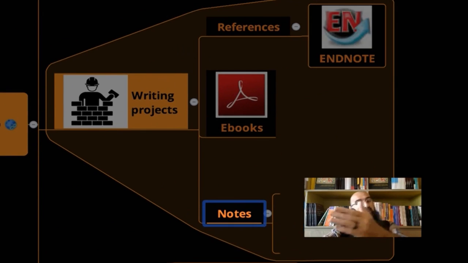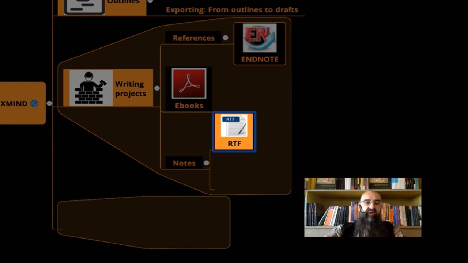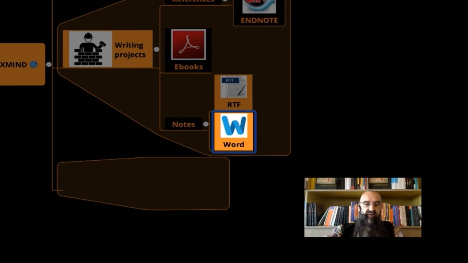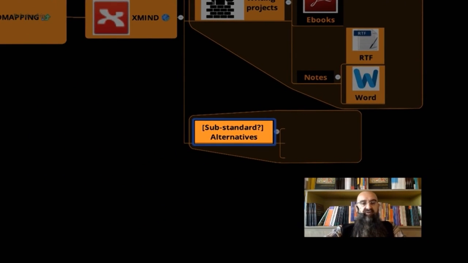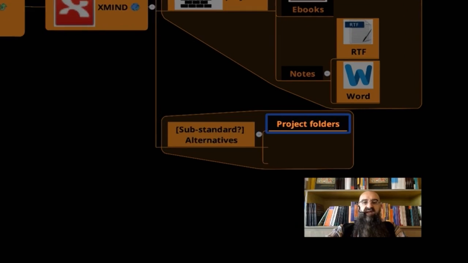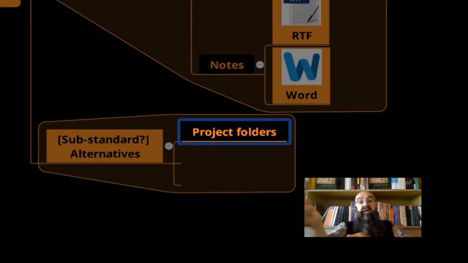We can pull EndNote references into a mind map. We can pull ebooks into a mind map. We can pull notes into a mind map. Now there are other alternatives. If you are working on a project, what you can do is make a project folder. So in your filing system, you open a folder and then you put PDFs and notes into that folder. So what is the problem with that?